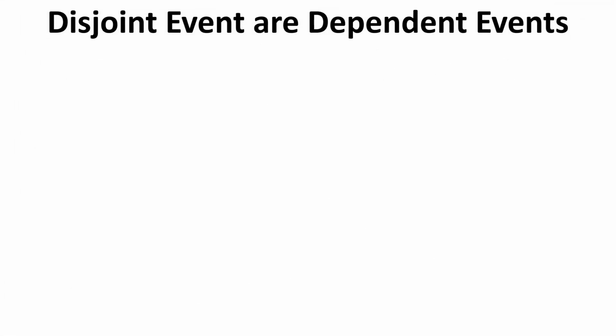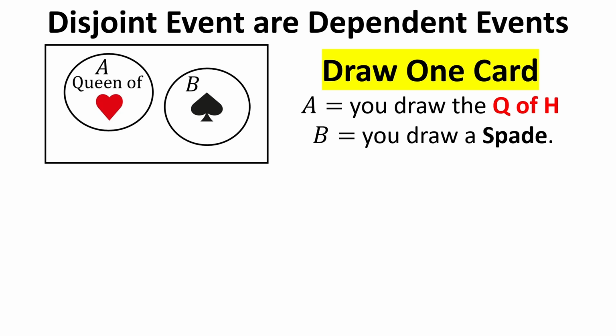So let's look at a case where we have events that are dependent. And the simplest example of dependent events is when those events are disjoint. So here, event A is you draw a card and it's a queen of hearts. Event B is you draw a card and it's a spade. As you can see from the Venn diagram, these events are disjoint because they don't overlap. There's no way you can draw a queen of hearts if you draw a spade. And there's no way you can draw a spade if you draw a queen of hearts. So these events cannot occur at the same time. They are disjoint.